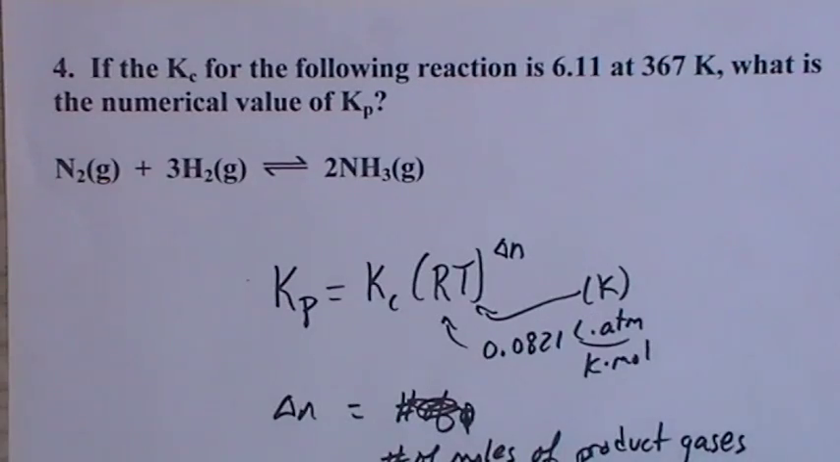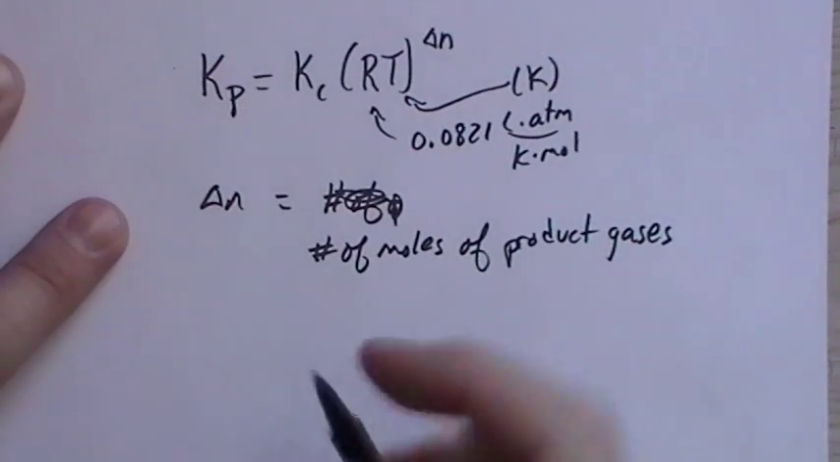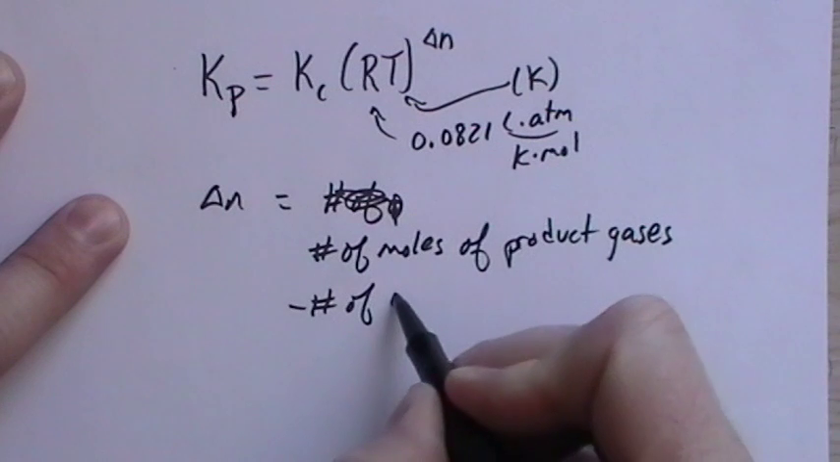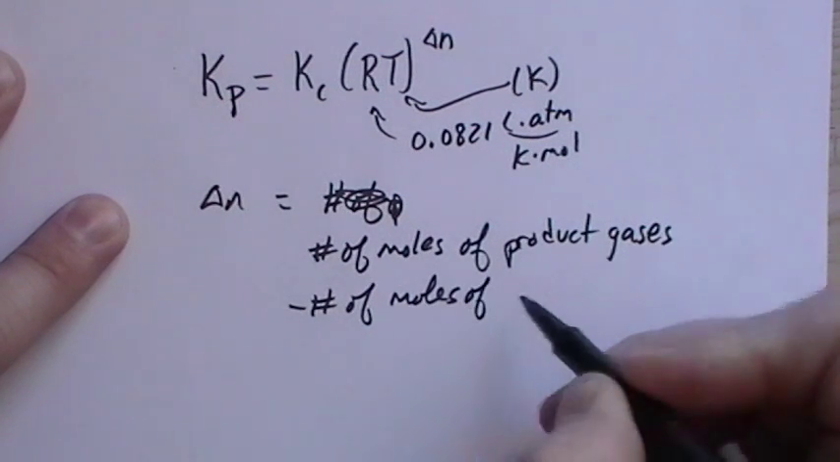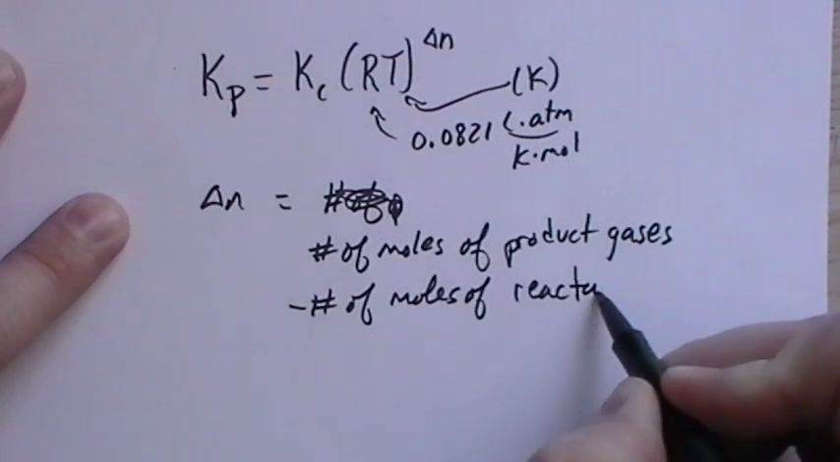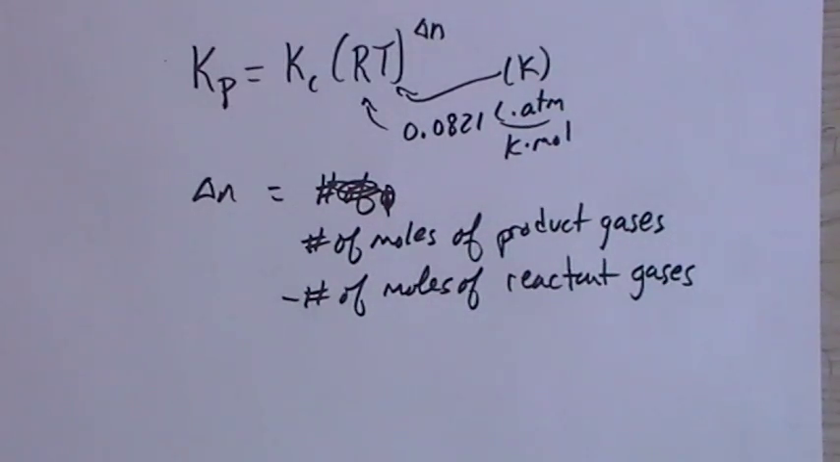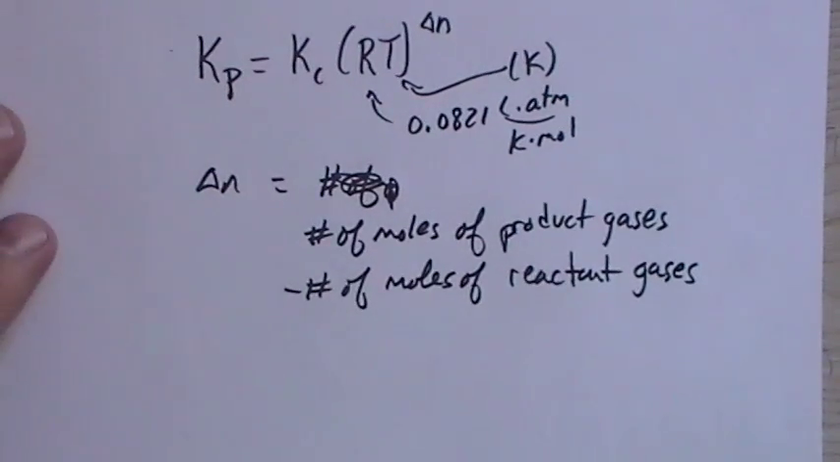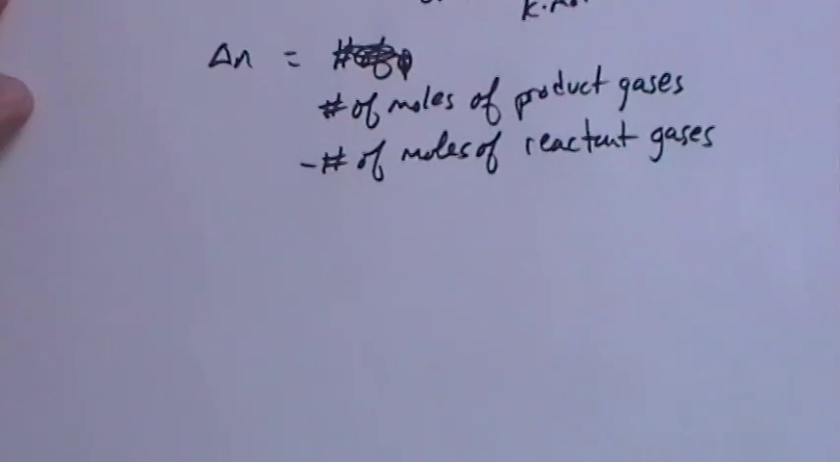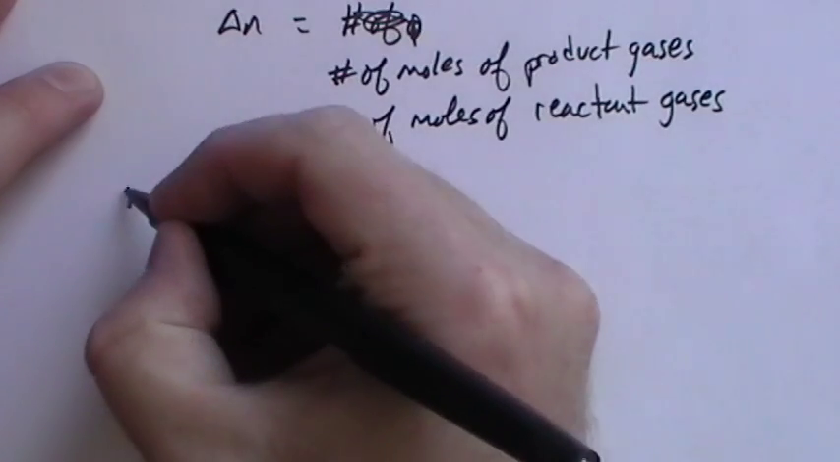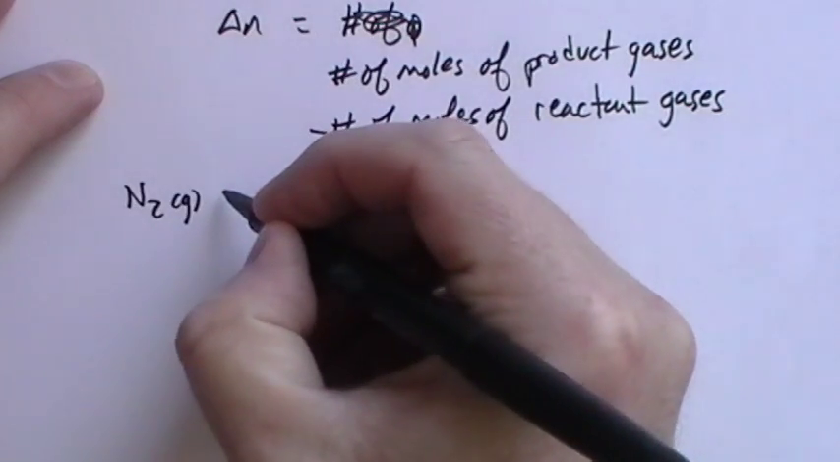Yeah, there's just no easy way of writing this out. You have to write out the whole thing. Minus the number of moles of reactant gases. And that's the sum total of them all. So if there's two reactants, you have to add them all up. But let's take a look here. It's easier just to do this out. Fortunately, I've used up so much room here. Let me rewrite this equation.